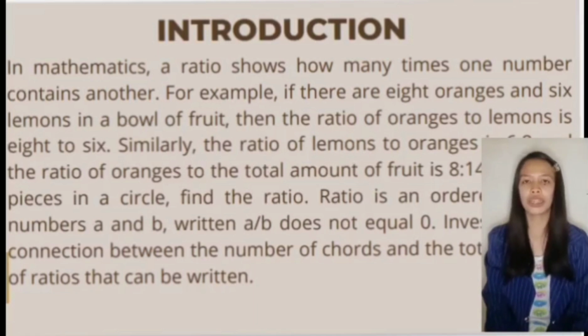Having 6 pieces in a circle, find the ratio. A ratio is an ordered pair of numbers A and B, written A over B, where B does not equal 0. Investigate the connection between the number of chords and the total number of ratios that can be written.